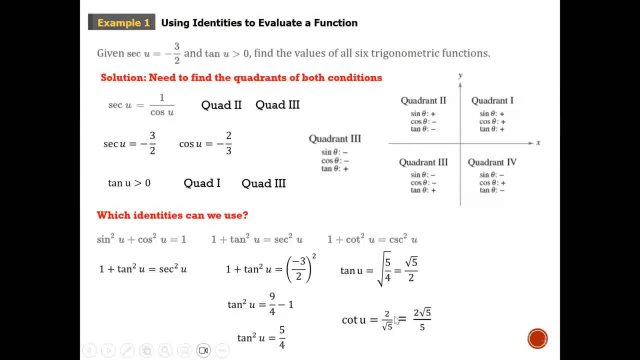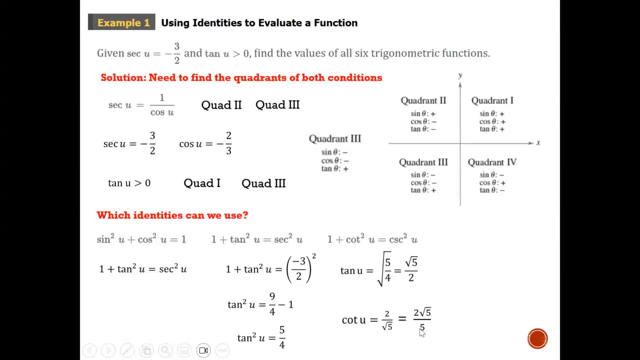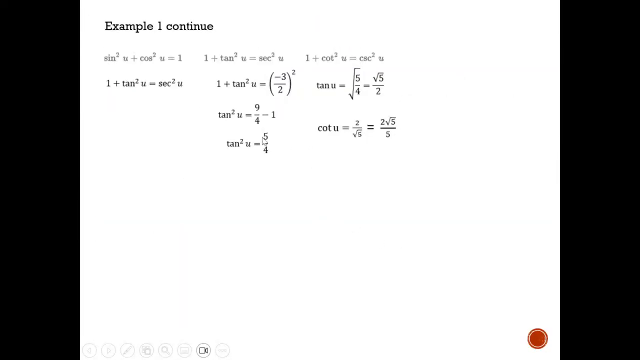So what we do here, guys, we multiply top and bottom by the square root of 5. It's going to give us 2 square root of 5, and on the bottom, square root of 5 times square root of 5 will just give us 5. We got the secant, we got the cosine, we got the tangent, and we got the cotangent. So we're missing the sine and the cosecant. Okay, let's continue on the next slide.